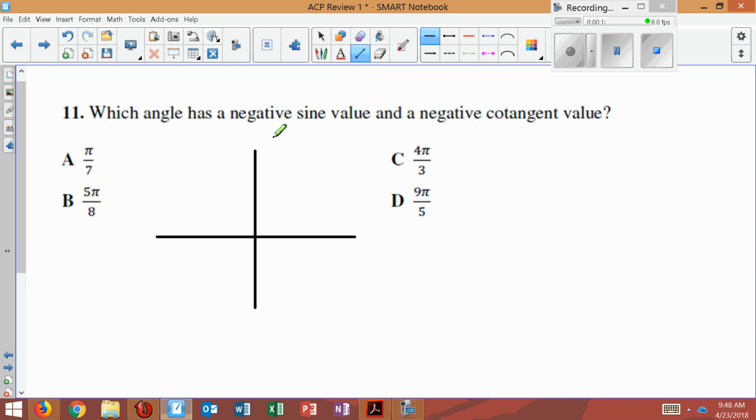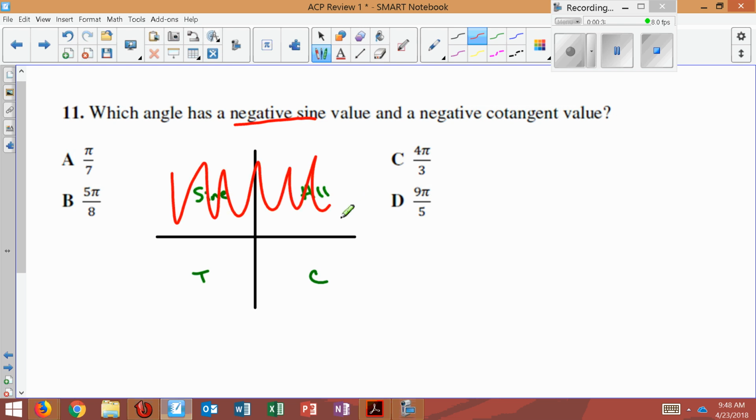quadrants, and we're going to talk about what has a negative sine value, which, according to what we've learned, All Students Take Calculus. These deal with positives. Sine is positive here, and sine is positive here. Now, we want the sine to be negative. So that means it's positive in these, so those are gone.